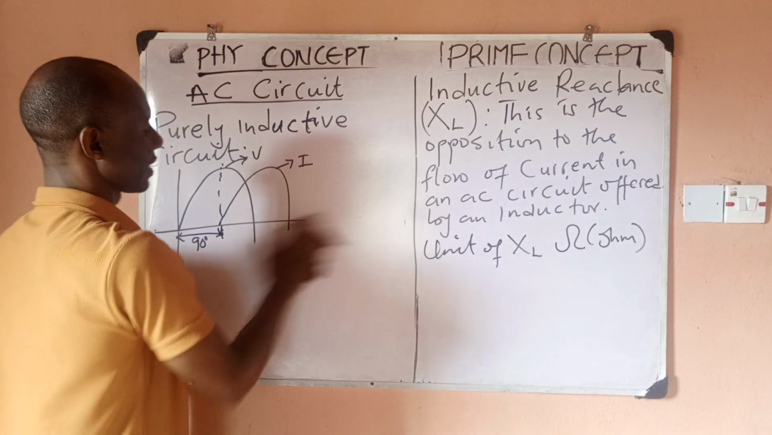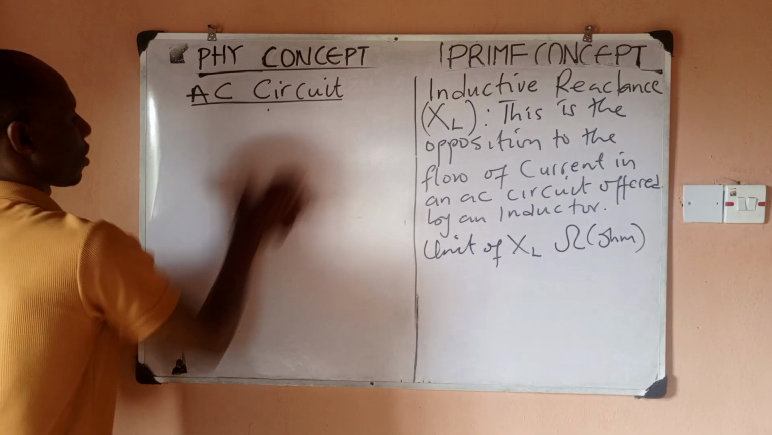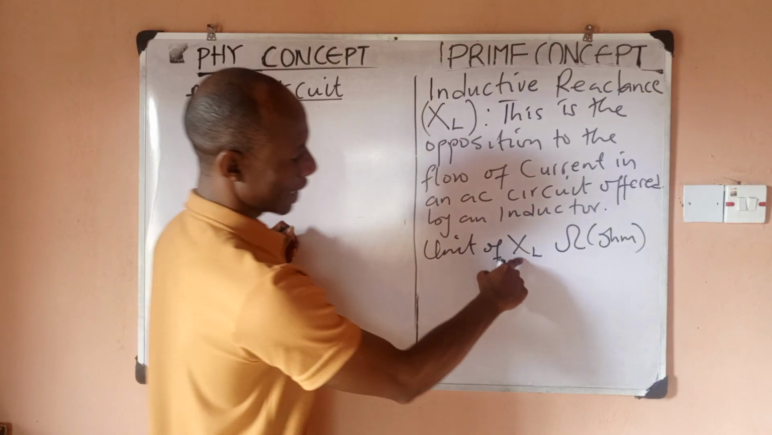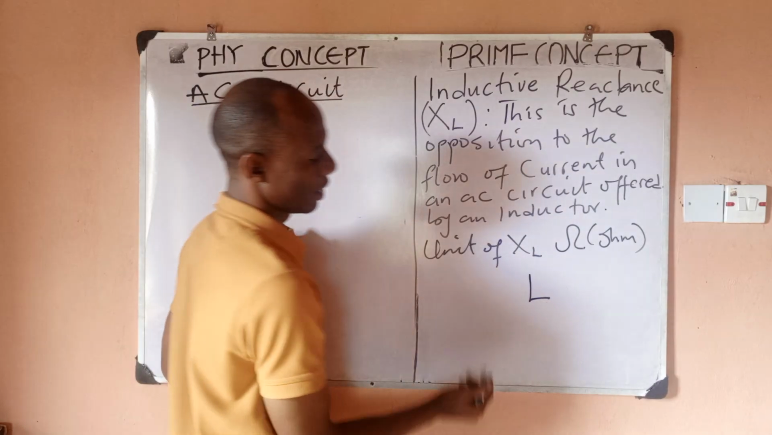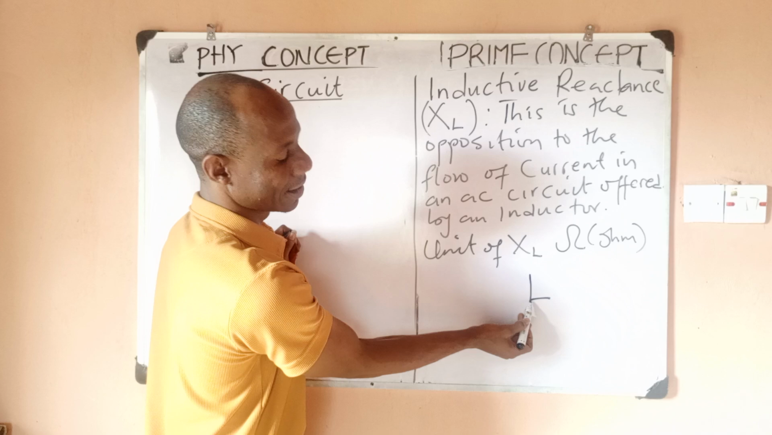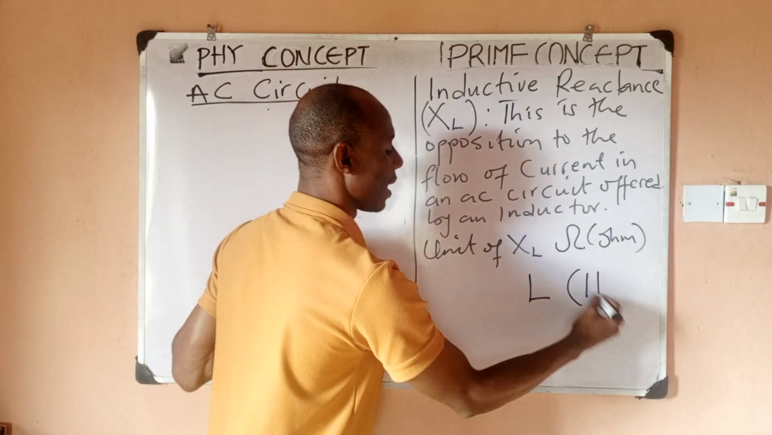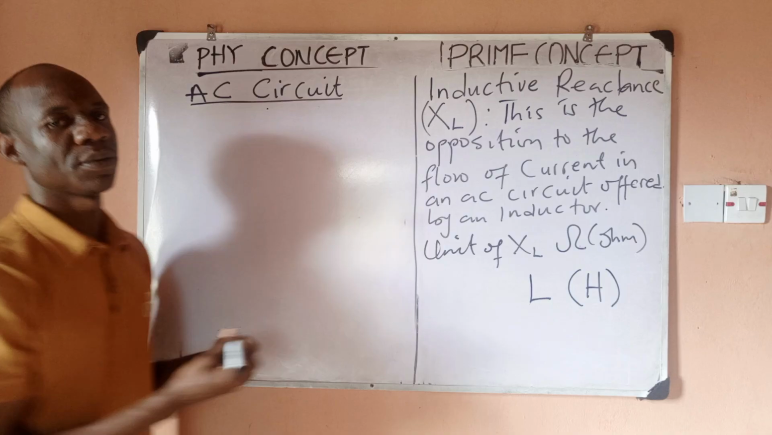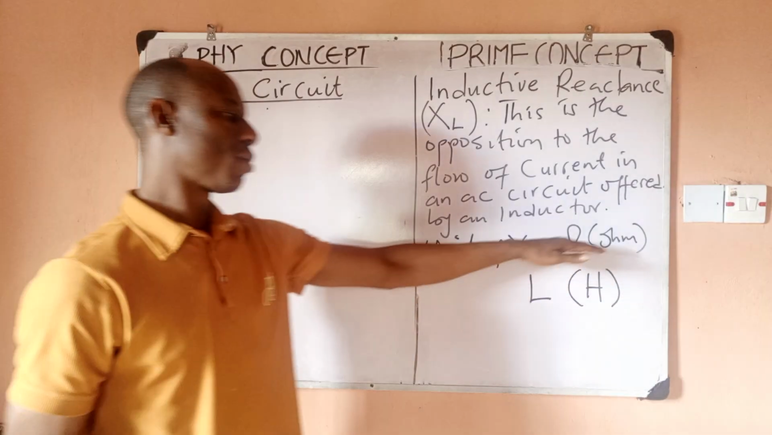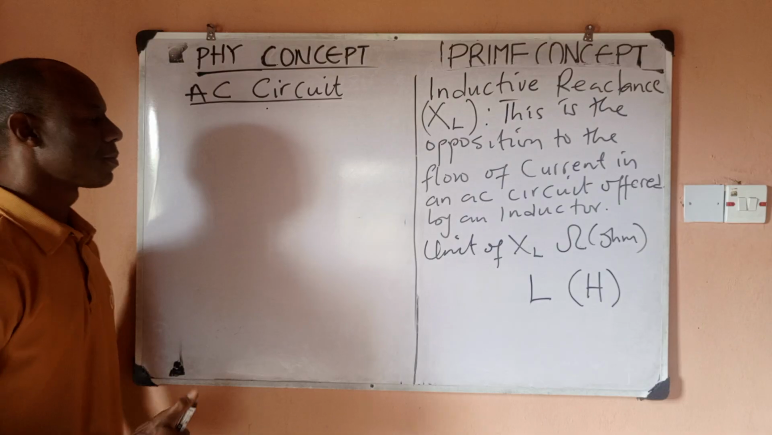Inductive reactance XL is not the same as inductance of an inductor. So XL is different from L. These are two different things. While this one is measured in ohms, this is inductance of an inductor. It is measured in the unit of Henry. So don't mix up the two. Once you see your options, it can tell you which of these quantities you're trying to find.